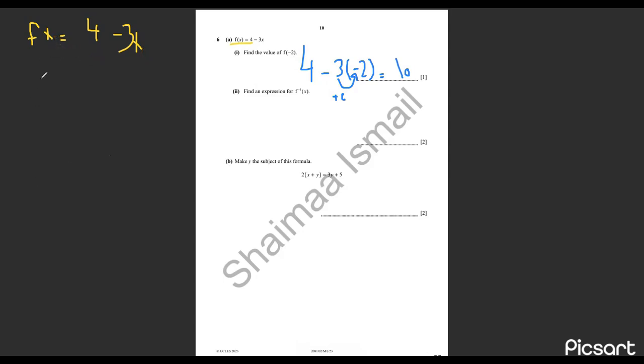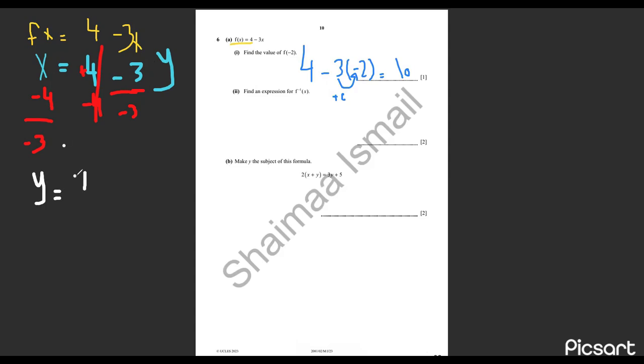So we say x equals 4 minus 3y. Then we are going to make y the subject. So here we're going to kick the 4, all the numbers around y, and divide this by negative 3. So now we write y equal to x minus 4 divided by negative 3.